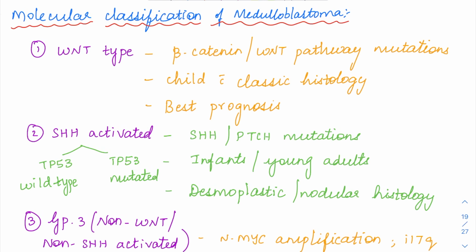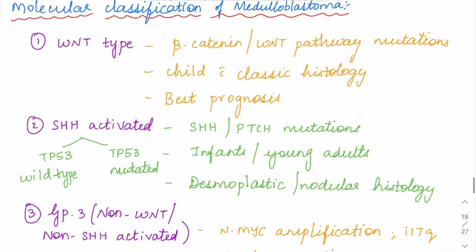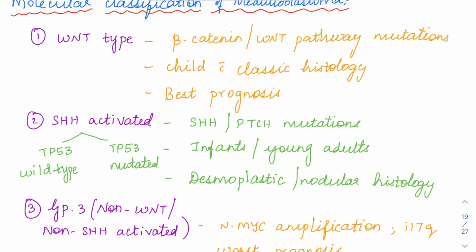So we have both molecular and histological classification of medulloblastoma. Let us see it side by side. Firstly, we'll have the molecular classification, and the first type is the WNT type. WNT type is wherein the beta-catenin or the wingless pathway is mutated. So beta-catenin mutation is present. It is going to be of good prognosis.